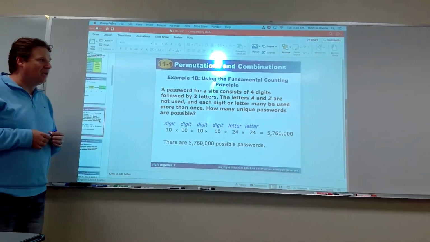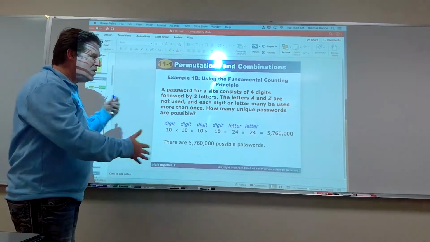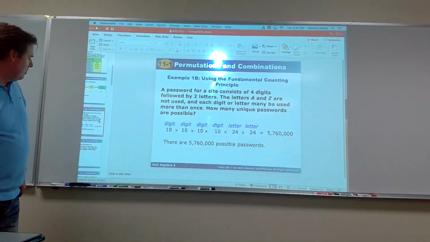So that's our fundamental counting principle. Multiply the options. You have to think sometimes about how many there are in each level when we do that.